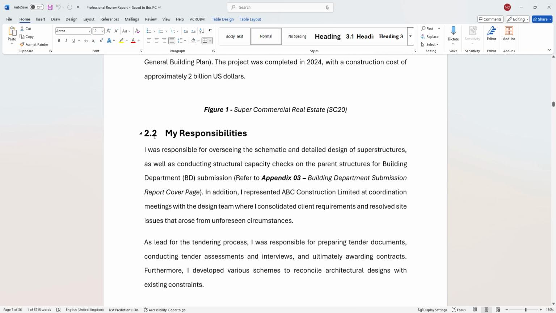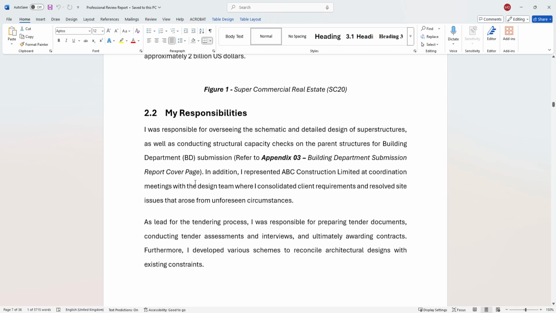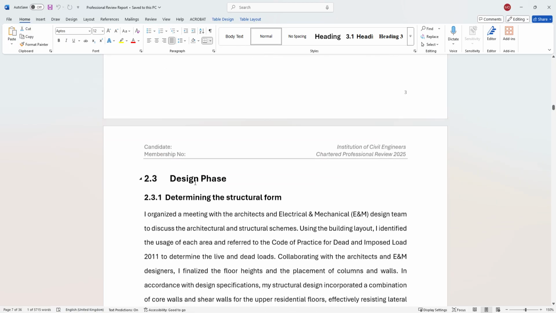And then section 2.2 is responsibilities. So what exactly did you do? I was responsible for overseeing the schematic and detailed design of superstructures, as well as conducting structural capacity checks on the parent structures for building department submission. So this is very important. Okay, it tells us exactly what the candidate did.